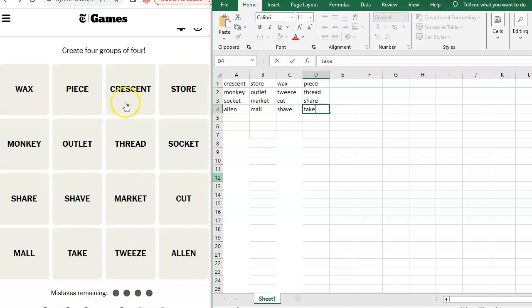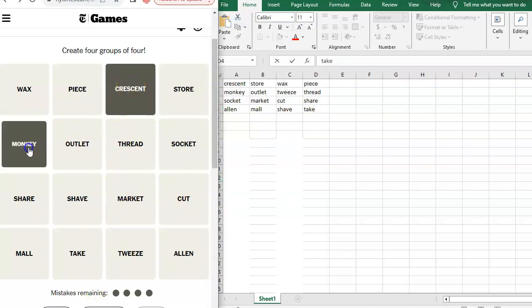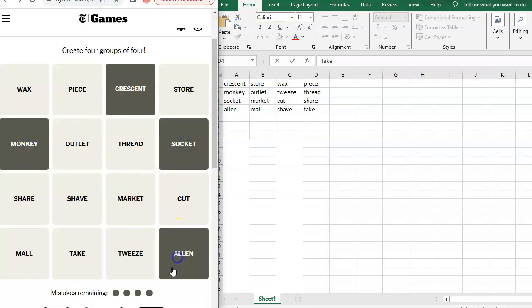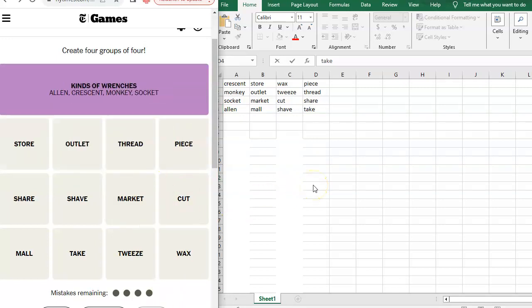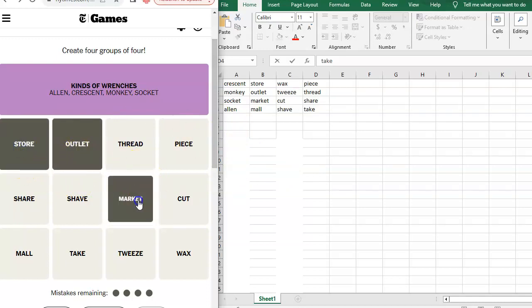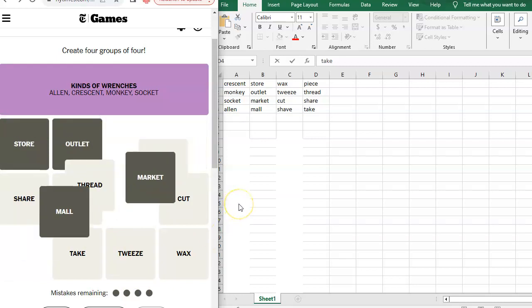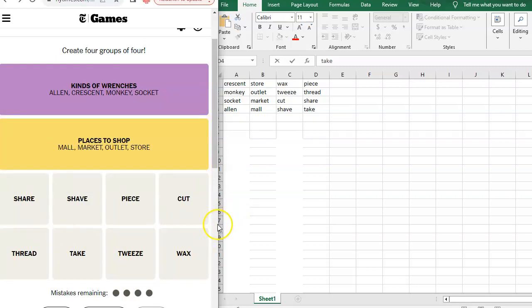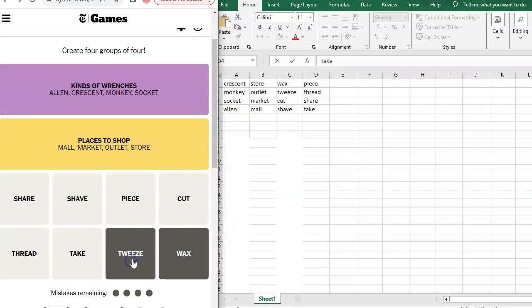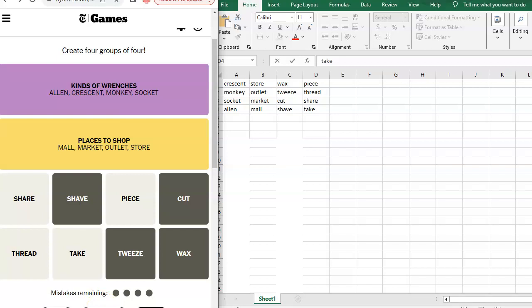Okay, I'm going to try the wrenches. That's what struck me first. Crescent, monkey, socket, and Allen. Kinds of wrenches. That's a purple one. Let's see. Store, outlet, market, and mall. Thread, piece, cut, shave, share, take, tweeze, wax. No, I'm pretty confident about that. At least 60%, maybe 70%. There we go. Places to shop. And then wax, tweeze, cut, and shave are things you do to hair.